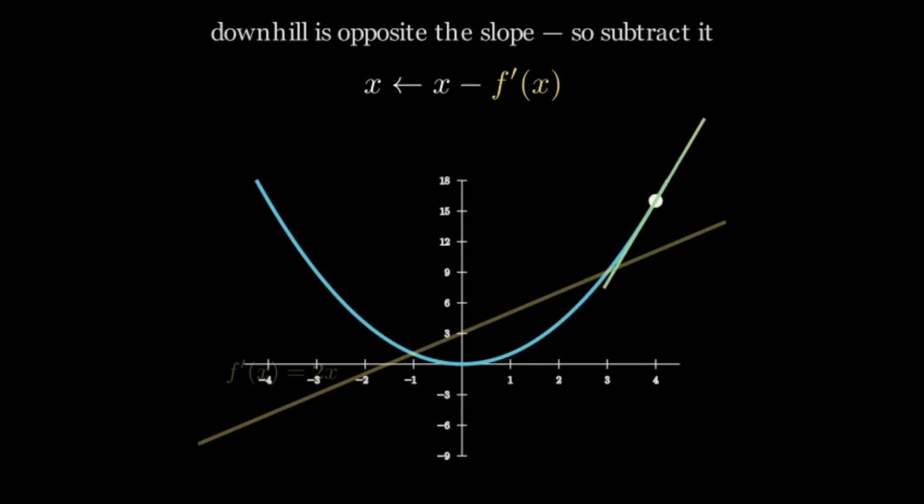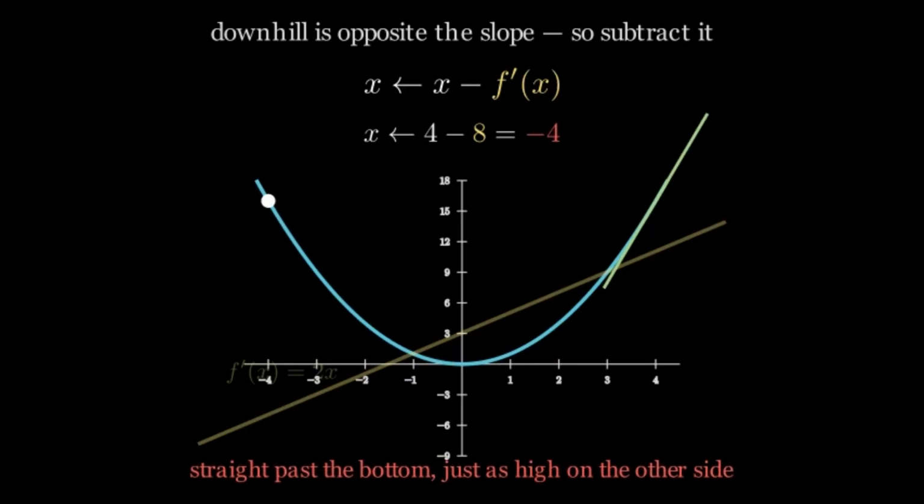So that's our rule. x becomes x minus f prime of x. Try it from x equals 4. The slope there is 8. 4 minus 8 is -4. And we have shot clean past the bottom and landed just as high on the other side. The direction was right. The distance was absurd. That is because the slope size is measured in the units of the function, not in the units of x. It is not a distance and there is no reason it should be a sensible one to travel.